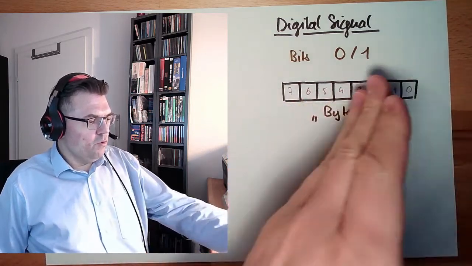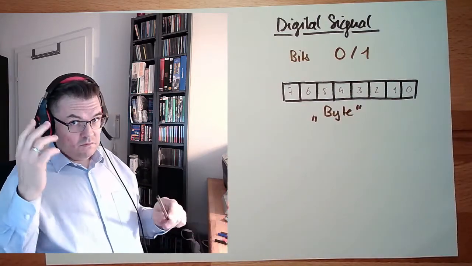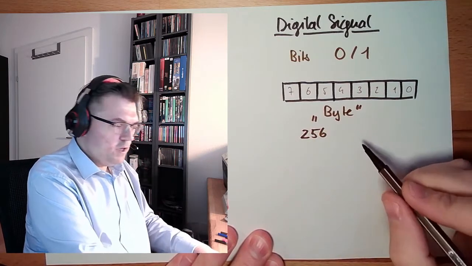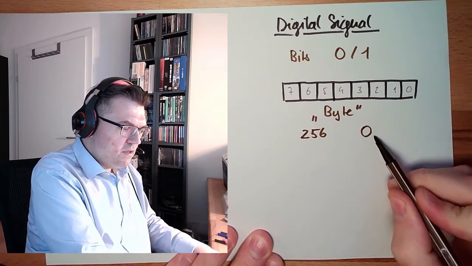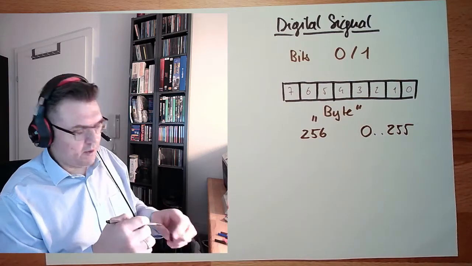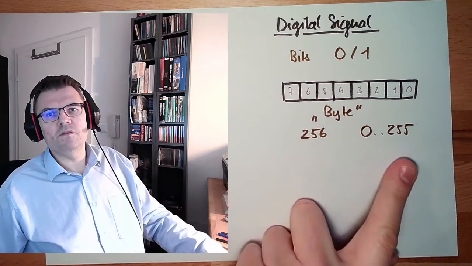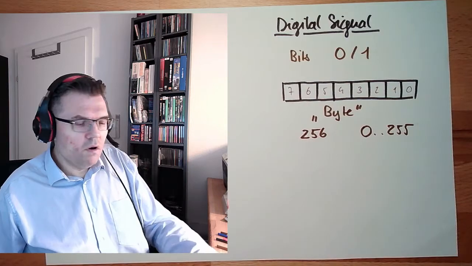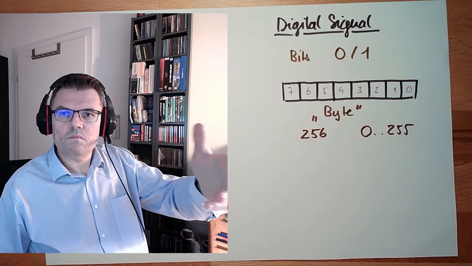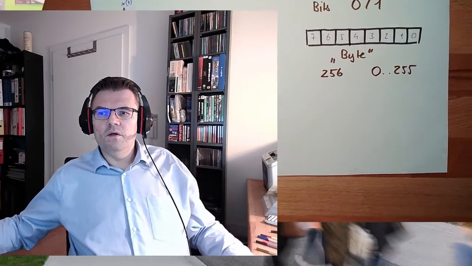And if I do every possible combination in this byte with zeros and ones, I realize that there are 256 possible combinations, and these are from zero, everything zero, up to 255, the largest number I can display with one byte. If I have to transfer one byte, I can transfer values between 0 and 255. If I want to have more information, I need to transfer more than one byte. So this is digital signal. These are the parameters.